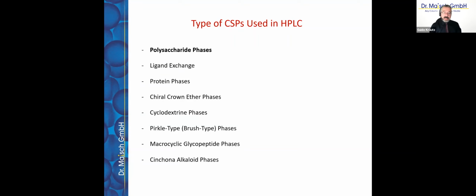But there are also ligand exchange stationary phases, protein phases, chiral crown ethers, cyclodextrin phases, Pirkle type or brush type phases. So in this case, you have a chiral selector, which is a small molecule, which is chemically bonded to a solid support, such as porous silica. Then there are macrocyclic glycopeptide phases and cinchona alkaloid phases.